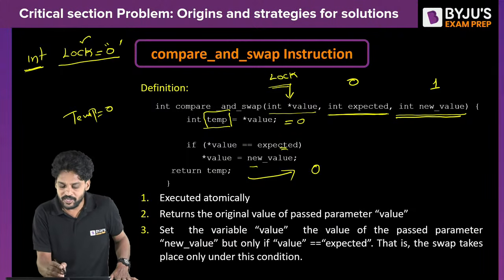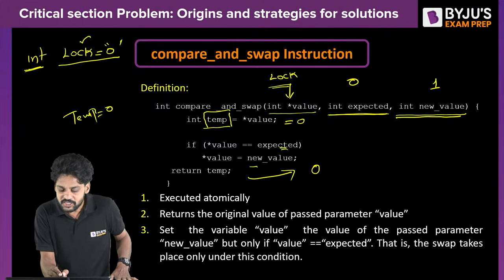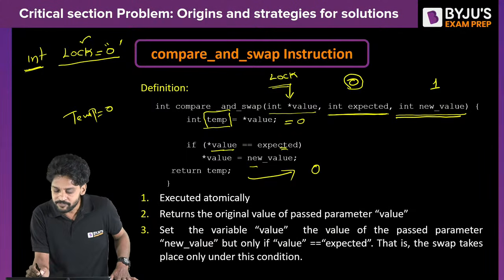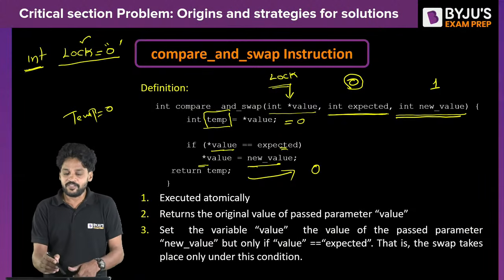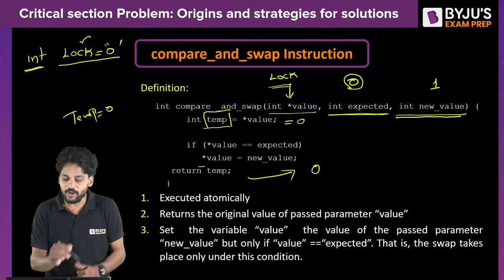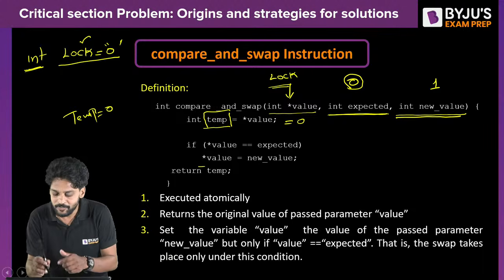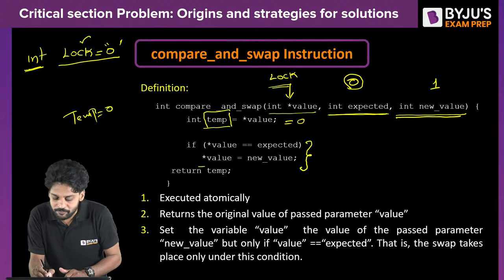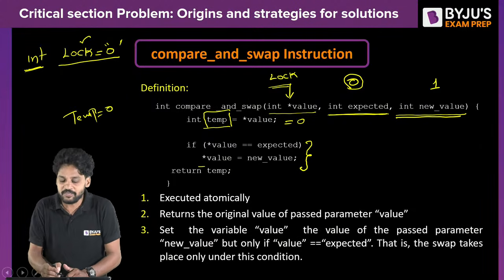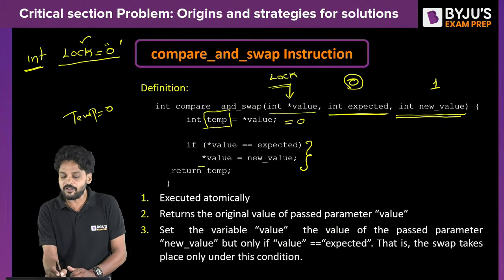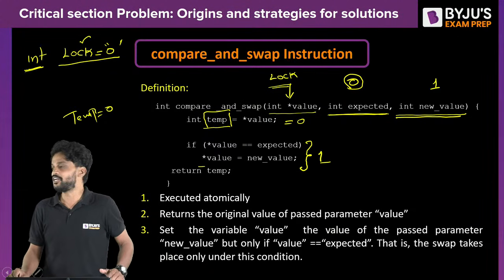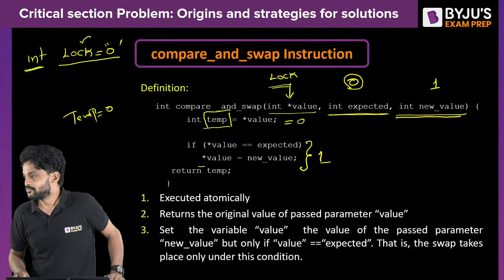Temp returns 0. Now, this if condition checks if the lock is equal to expected. What is expected? 0. Then the lock value is equal to new value. That means that if the lock is equal to 0, then the lock will be equal to 1. I hope I made it clear. These 2 statements make sure that if the lock value is equal to 0, then the lock value will be set to 1. Yes or no? Did I make it clear?